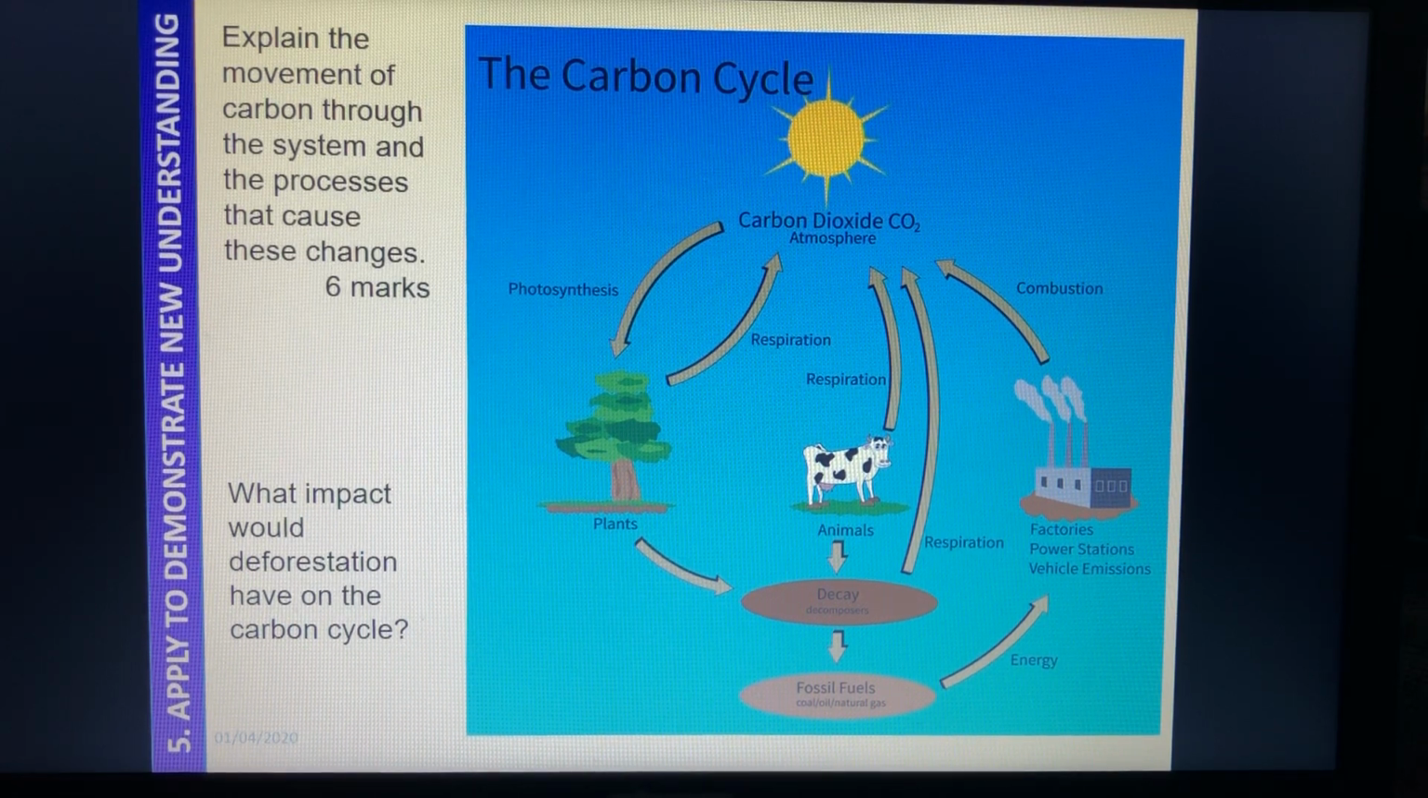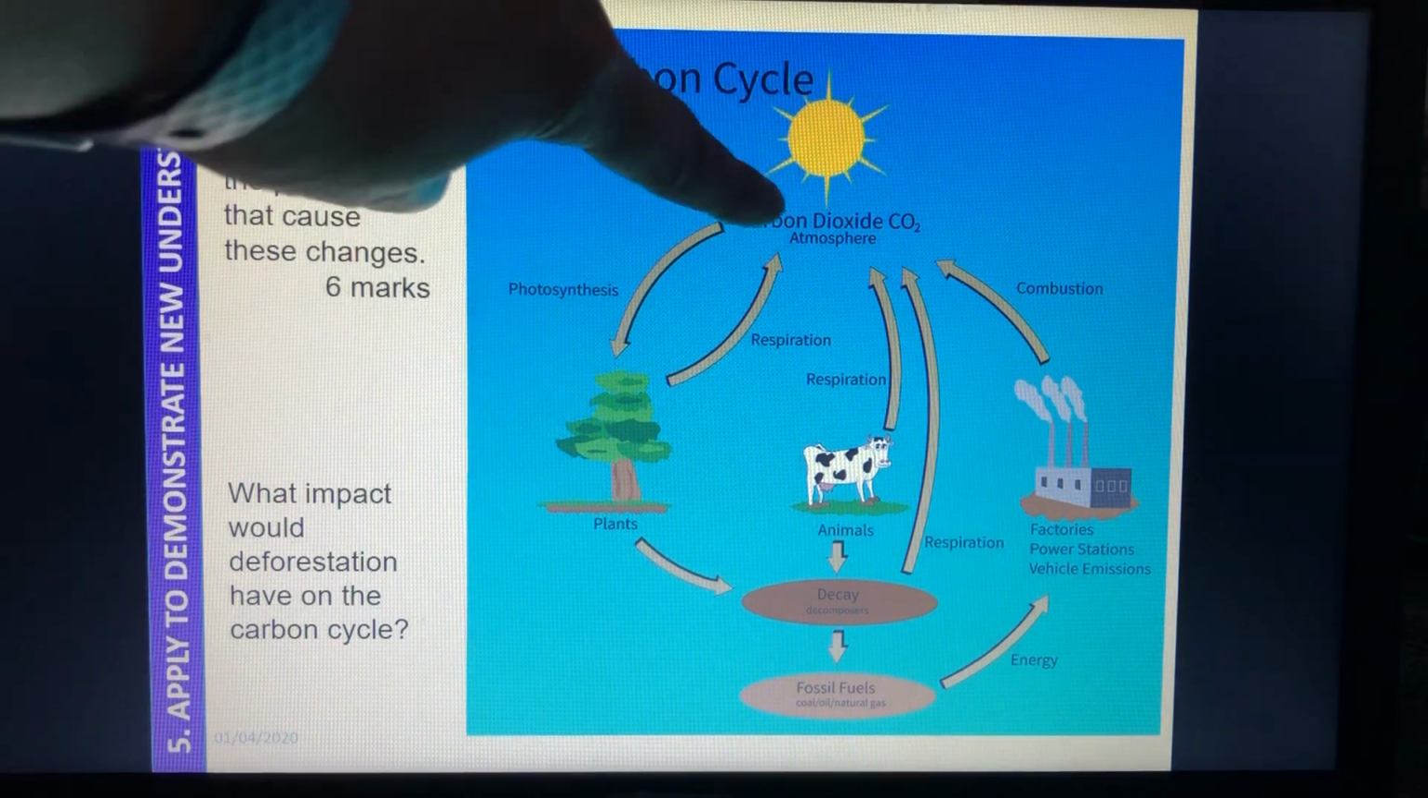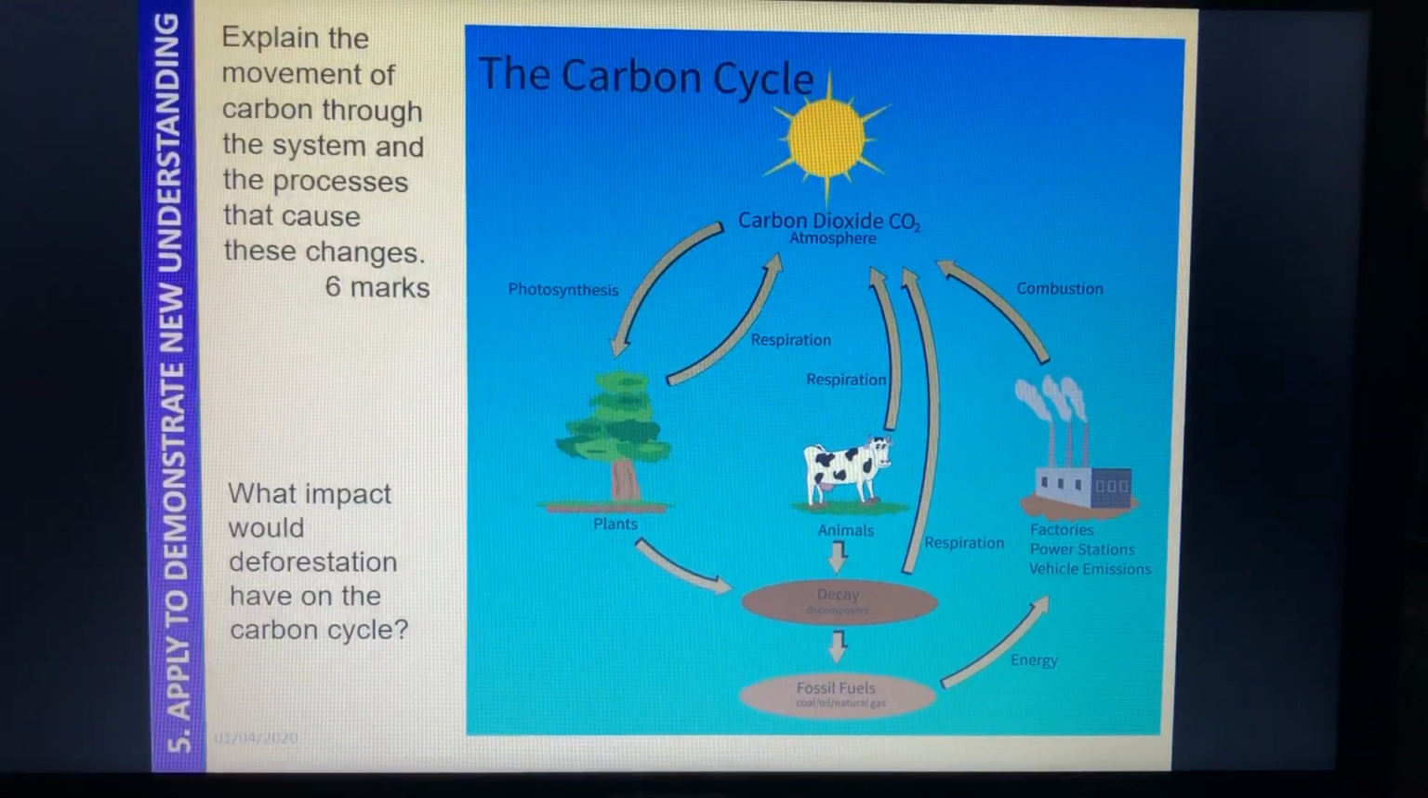So we can see at the top there that carbon dioxide is the form that carbon exists in the atmosphere. Photosynthesis is a way of removing carbon dioxide from the atmosphere. It's actually the only way that carbon dioxide can be removed from the atmosphere.